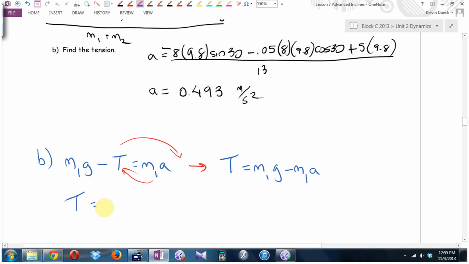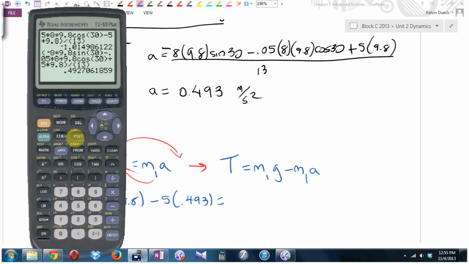Tension equals, what was M1? 5? 9.8 minus 5 times 0.493. 5 times 9.8 minus 5 times, I'm going to use the answer button. And I get a tension of 46.5 newtons.